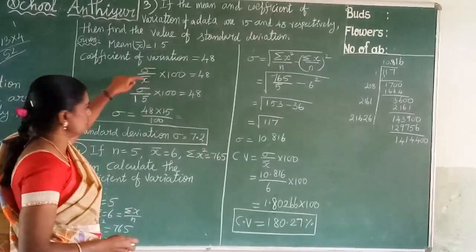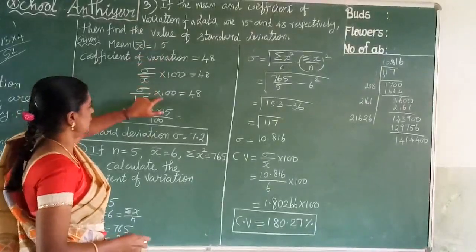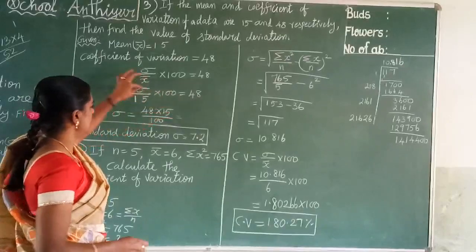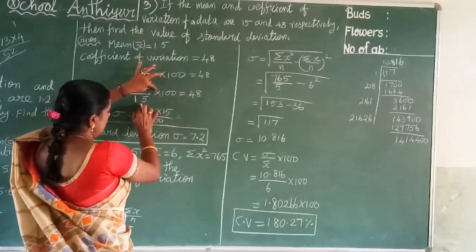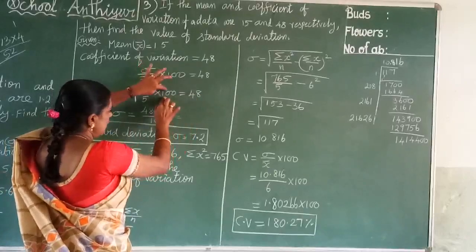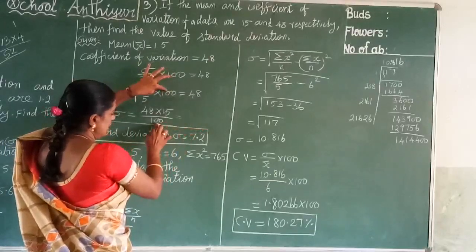Sigma we want to find. So sigma by x bar into 100 is equal to 48, with x bar 15. Sigma, write as it is, this side is equal to 48. The denominator 15 comes inside the numerator, and the numerator 100 comes inside the denominator.